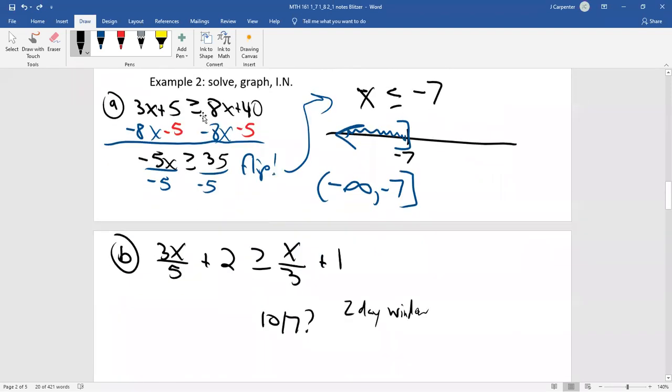We did one simpler example, and now we're going to do one with fractions. All right, so that greater than or equal to is just a touch ugly.